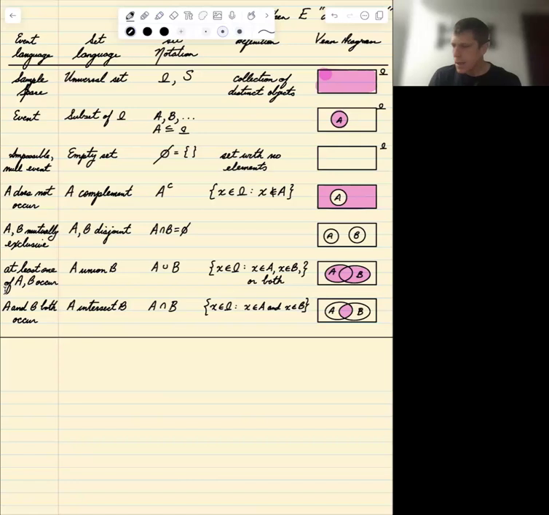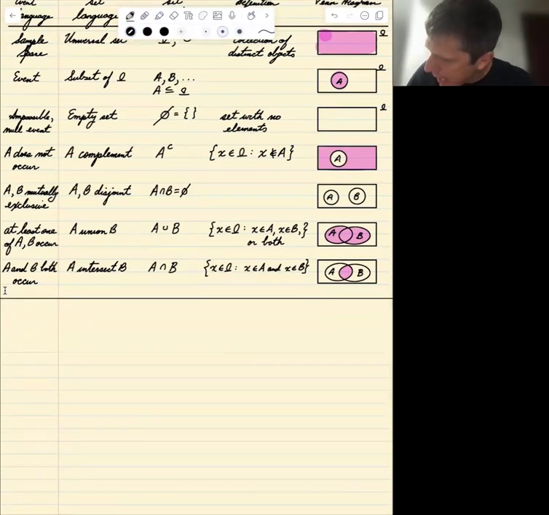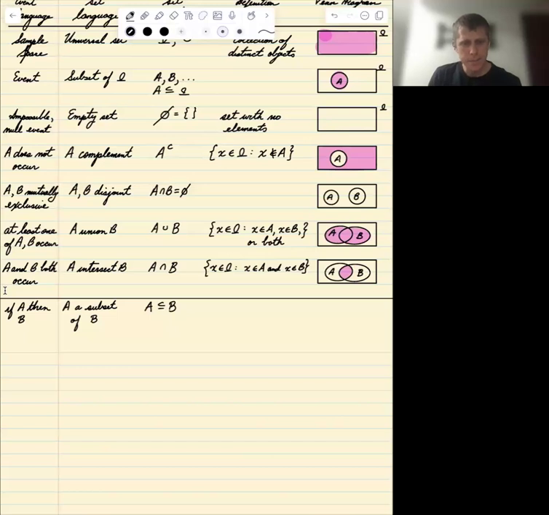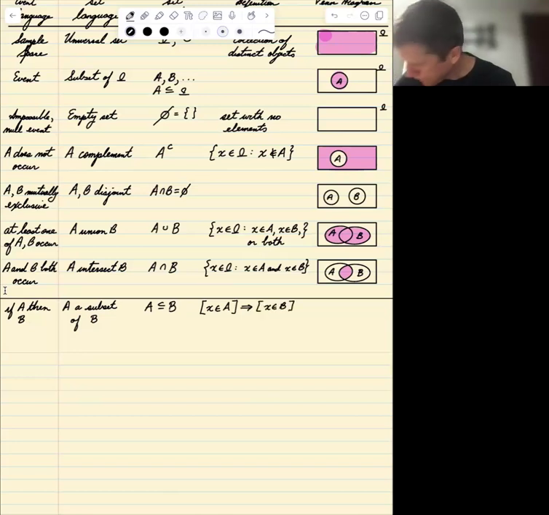A few more. In event language, to say that if A, then B, so A implies B, is to say that A is a subset of B. Written as A is a subset of B, like A is inside of B. And one way to say this is just to say that, well, if X is in A, then X is in B.